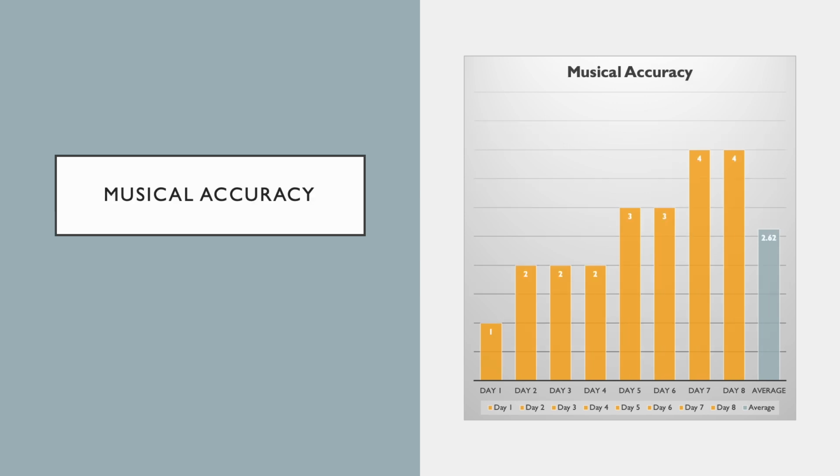Students showed an average musical accuracy of 2.62 out of 5 in playing notes and applying dynamics correctly on instruments or through singing, reflecting a moderate improvement from the technology intervention.